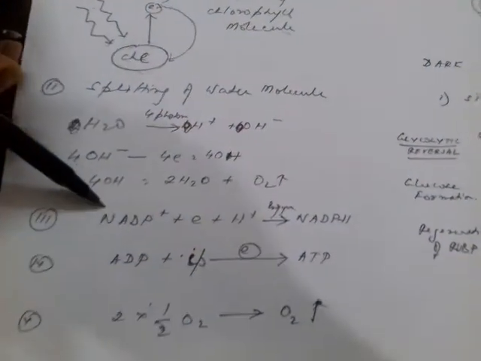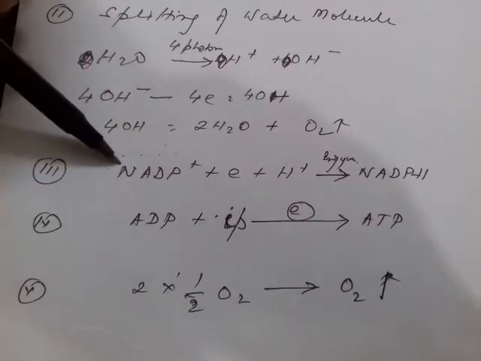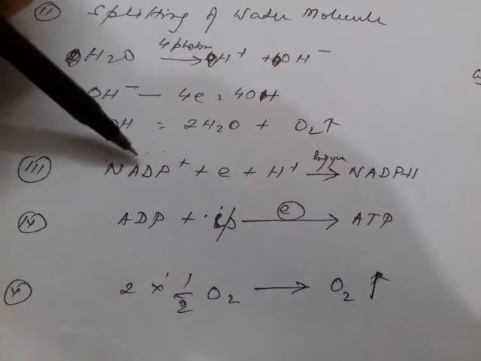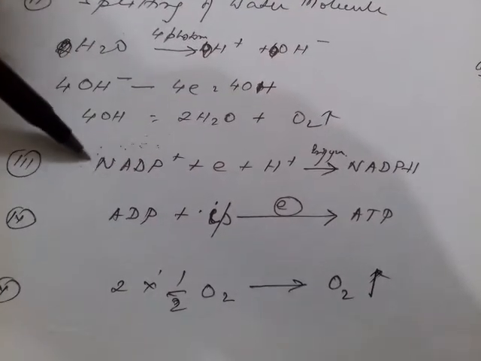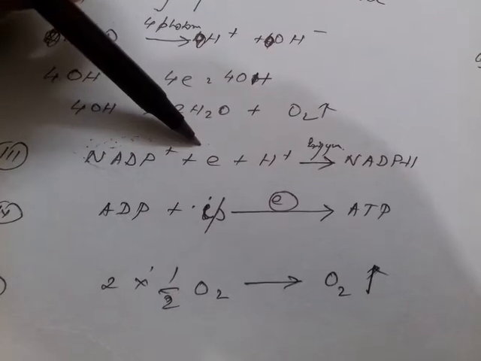Now what happens to this electron? In some cases the electron returns to the core molecule because of the deficiency of the electron, but some electrons can combine with a compound which is called NADP. That NADP molecule is called nicotinamide adenine dinucleotide phosphate. This NADP molecule picks up the electron and becomes NADP minus.